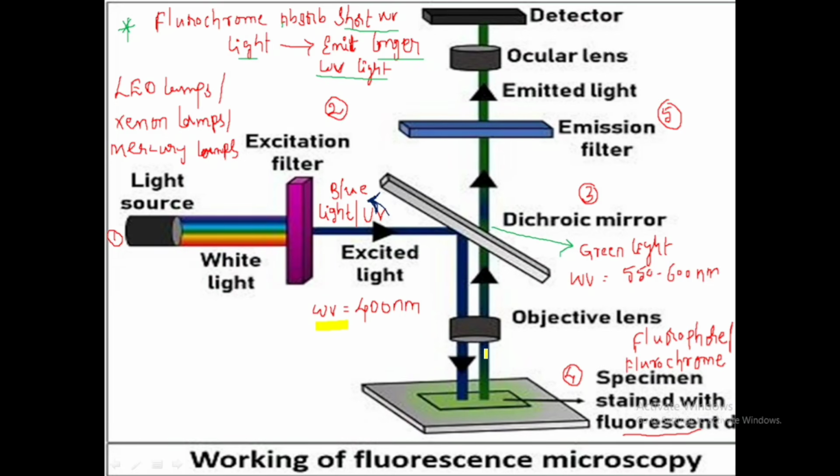That green light passes through the objective lens. After that, it passes through the dichroic mirror and finally reaches the emission filter. Through the emission filter, the emitted light travels to the ocular lens, and finally through the detector we can watch the image with different colors. So that is the working principle of a fluorescence microscope.